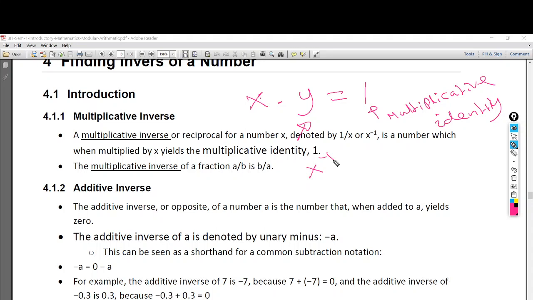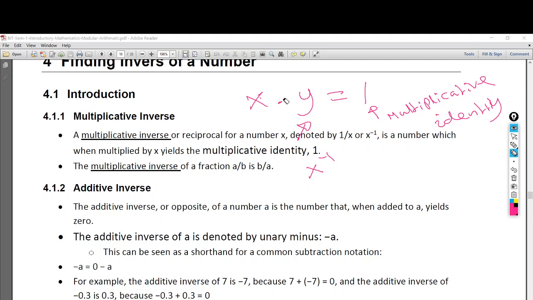Those who are doing maths in your final year will find another concept called the inverse of a matrix. Likewise, this concept called inverse is there everywhere in mathematics. So this is a very important thing. Then we have another type of inverse called the additive inverse.